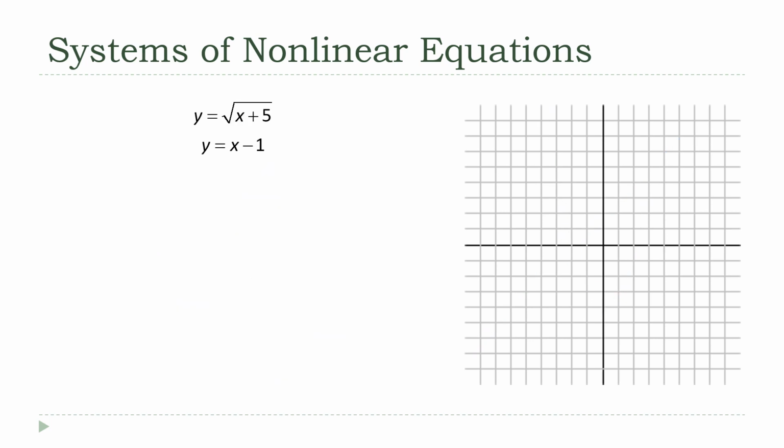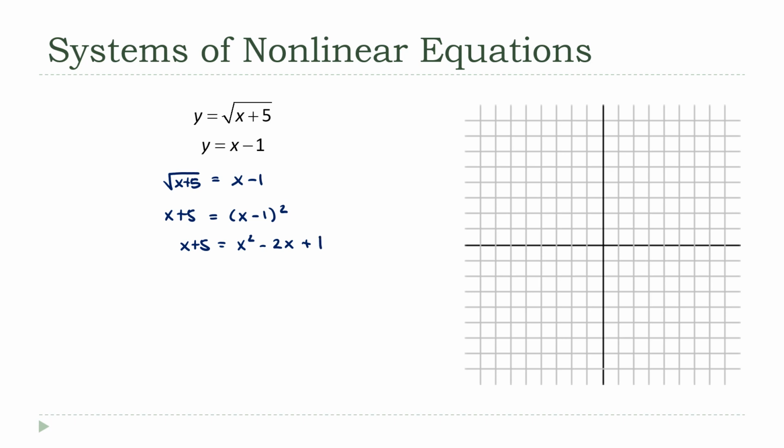So we've got a second example here for us to look at. And the equations are both already solved for y. So I'm going to do this using the substitution method again. I'm going to put the square root of x plus 5 equals x minus 1, and then square both sides. X plus 5 equals x minus 1 squared. So x plus 5 equals x squared minus 2x plus 1.